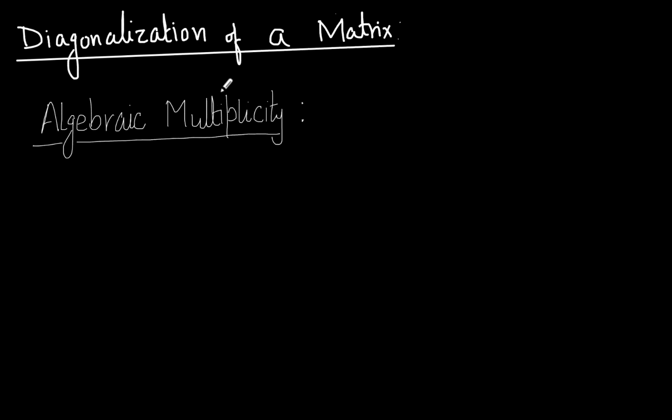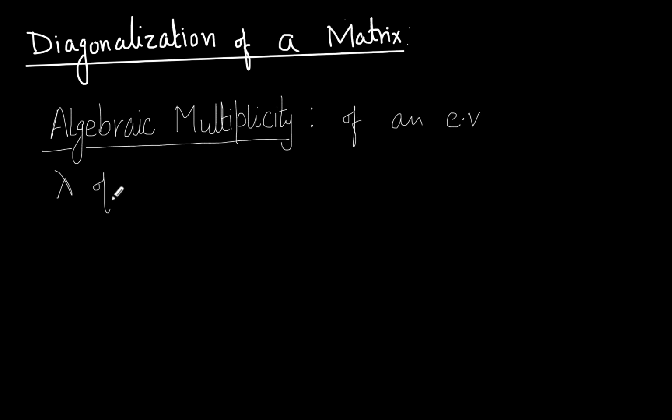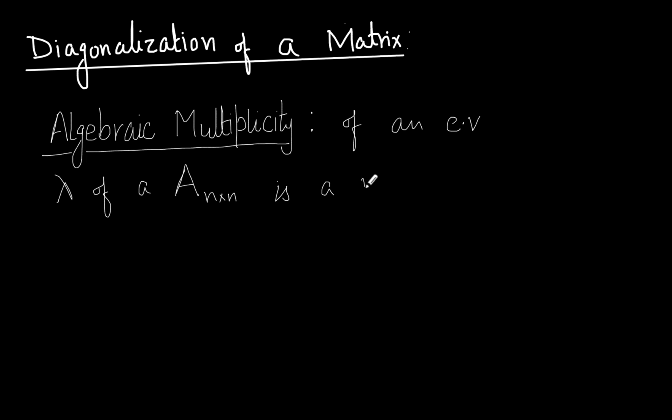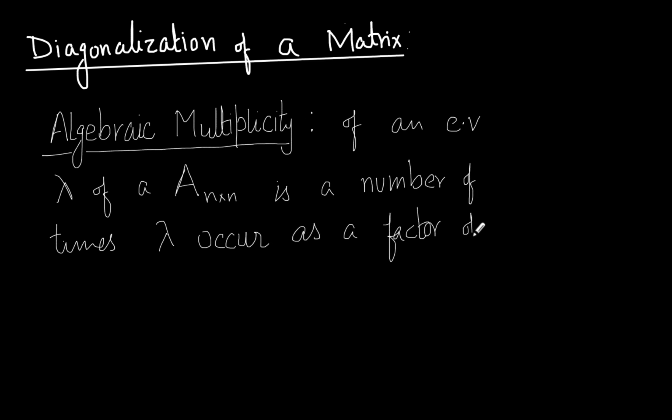So the algebraic multiplicity of an eigenvalue lambda of a square matrix A of order n is the number of times lambda occurs as a factor of the characteristic equation.